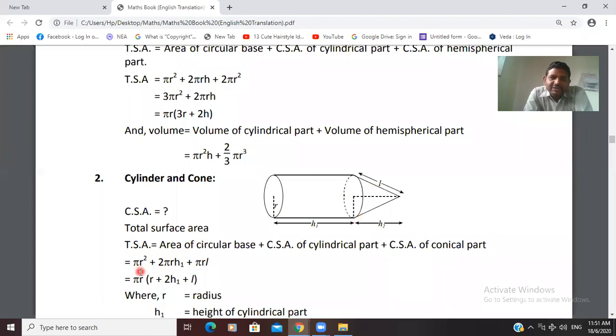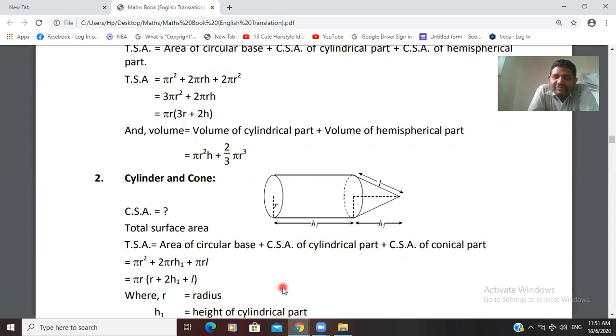Area of circular base is pi r square, curved surface area of the cylindrical part is 2 pi r h1, and curved surface area of cone is pi r l. So here you can take pi r common, or if you do not take common also, directly put the values of r, h1, l, and you will get the total surface area of this solid object that we have to solve in exercise 7.3.